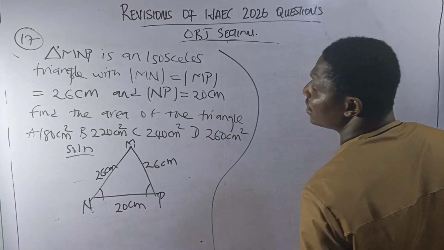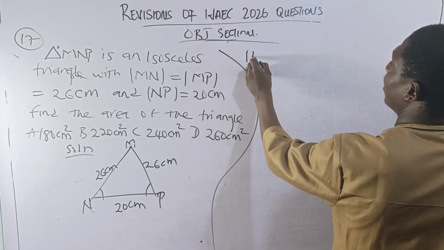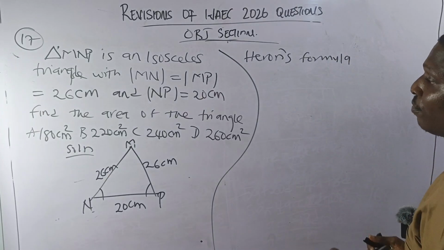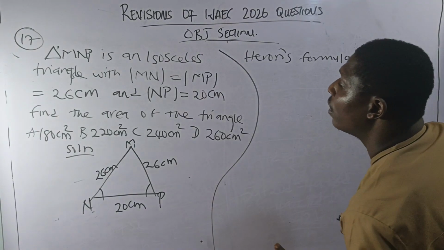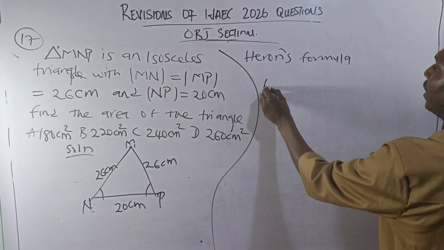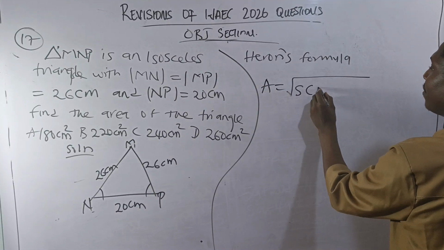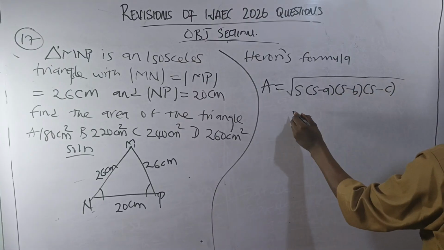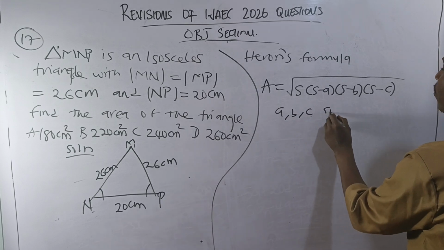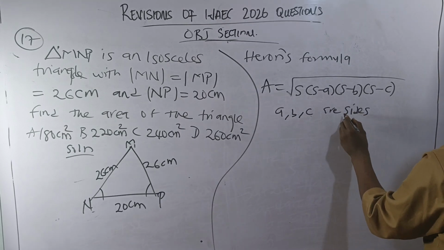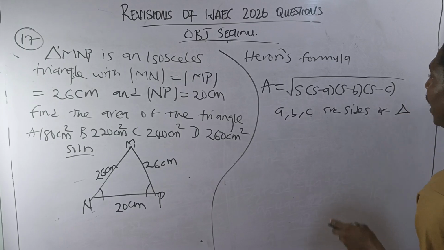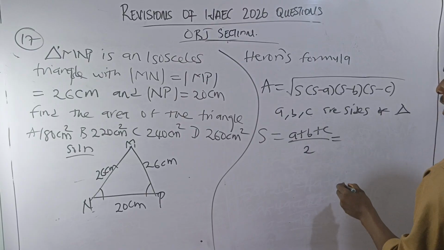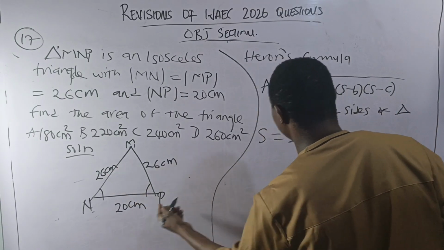The area of triangle, since the three sides are known, we use the Heron's formula. Heron's what? Formula. Some people call it Hero's formula. It's a matter of choice. Now, Heron's formula states that the area is equals to the square root of s bracket s minus a bracket s minus b bracket s minus c, where a comma b comma c are what? Are the sides of the triangle. And s is equals to a plus b plus c divided by what? 2.